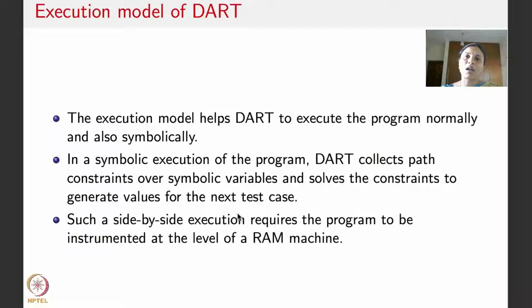Remember one thing, Dart executes a program both concretely or normally and symbolically. While executing a program symbolically, Dart collects the symbolic path constraints and solves these constraints by using a constraint solver as a black box. For normal execution, it just records the values of the variables that were defined as the program executes. Now it has to execute both symbolically and normally. This side-by-side execution of a program demands that Dart instrument the program at the level of a RAM machine, which means what?